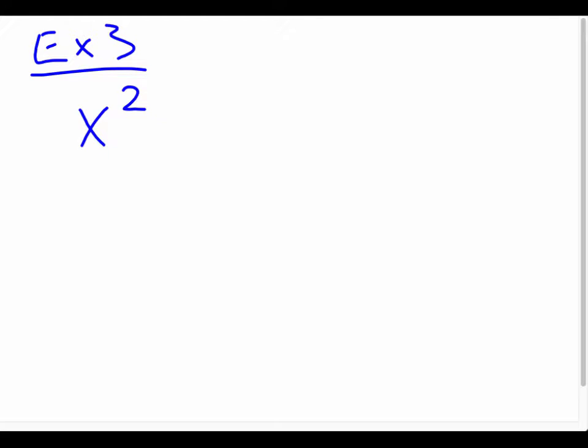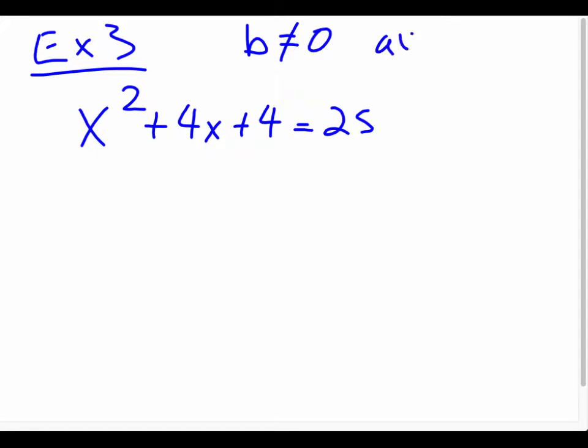I'm going to say x squared plus 4x plus 4 is equal to 25. So now we're going to really do this complete the square thing, and you'll see why. B does not equal 0. In other words, we're looking at this thing as ax squared plus bx equals some constant c. That's what we want to make it look like.